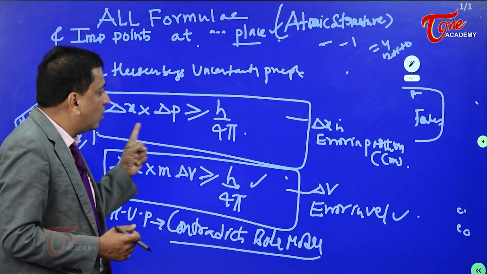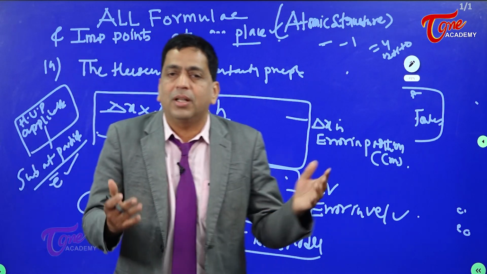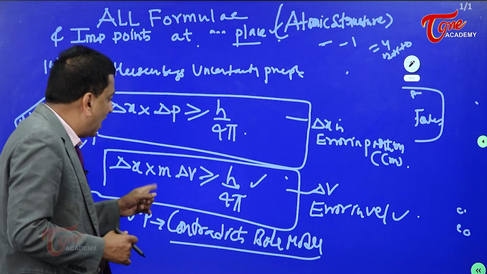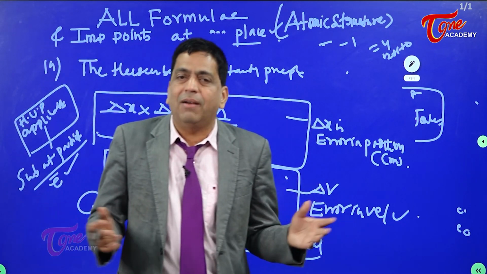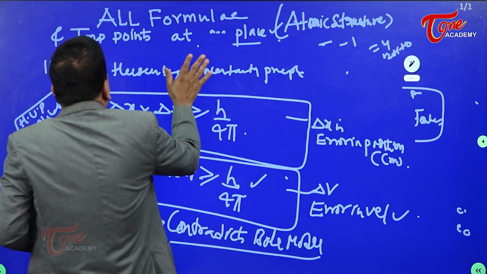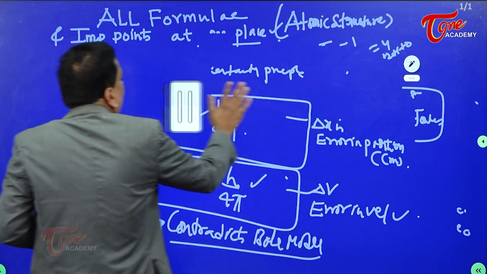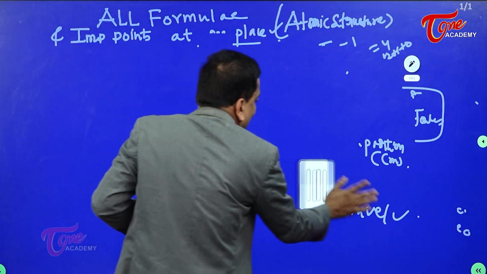So what is delta x? It is the error in position. What is delta p? It is the error in momentum. Otherwise, you can write this momentum as mass into velocity. Mass doesn't change, so it is basically delta v. You must understand this, right? That is the 14th point which I would like to say. Then coming to the 15th point, here comes the other one. Right? What is the other one?